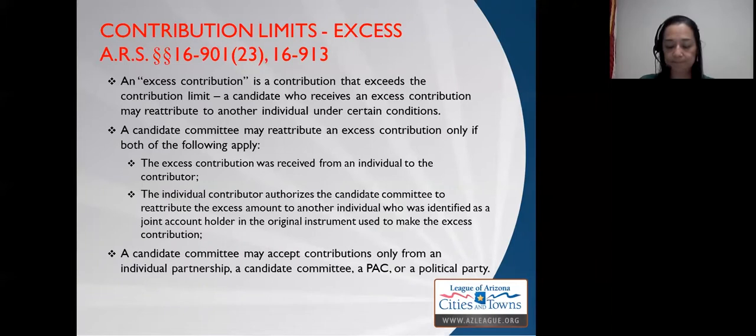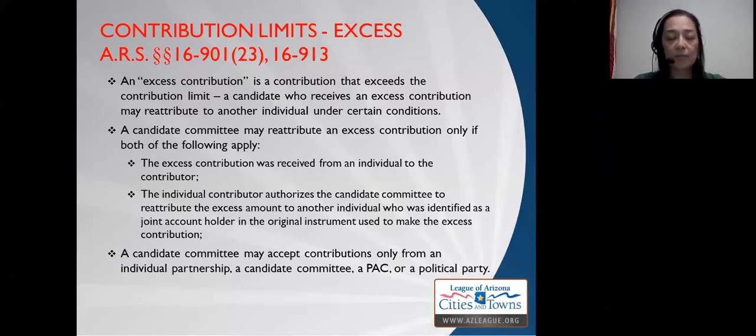So let's talk a little bit about excess contributions, which is a new concept that was added in the law about 1.5 years ago. An excess contribution is one that exceeds the contribution limit. If you knowingly accept a contribution that exceeds the limit, that is actually a violation. So this deals with an unknowing situation, where maybe it was deposited before you could realize and let the person know that they'd given you too much.